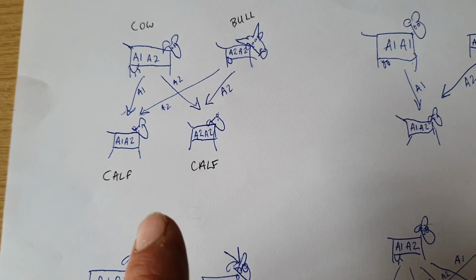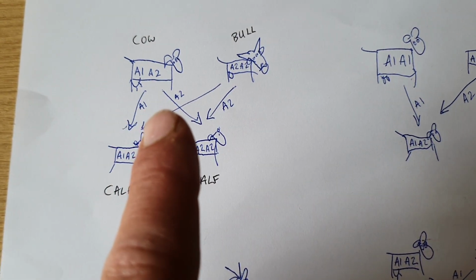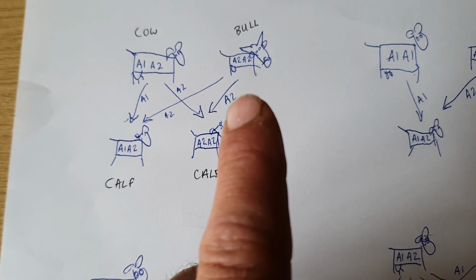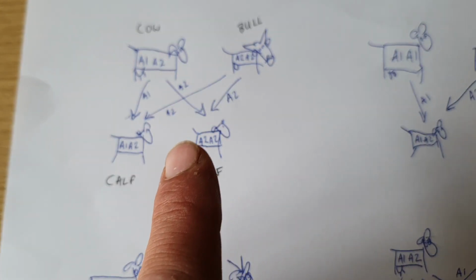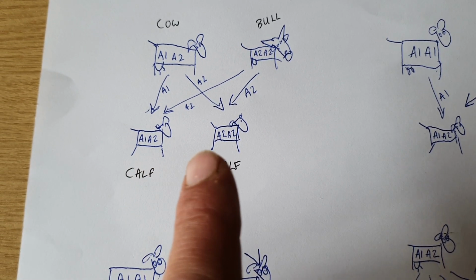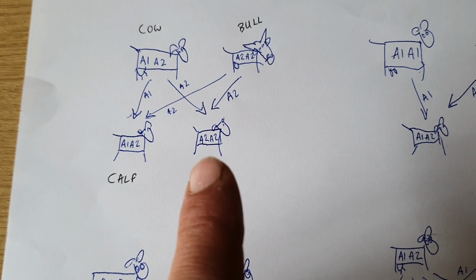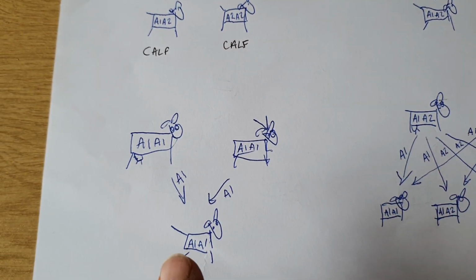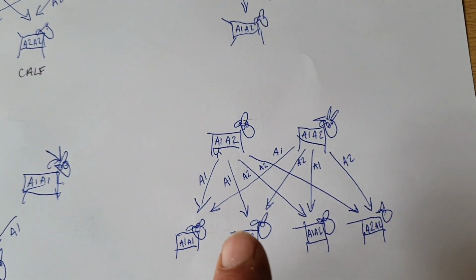Okie dokie. If you have an A1 A2 cow and you cross it with an A2 A2 bull, you will get 50% of the calves as A1 A2 and 50% of the calves as A2 A2. Brilliant. This one we've already done.